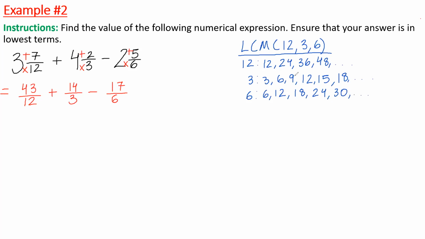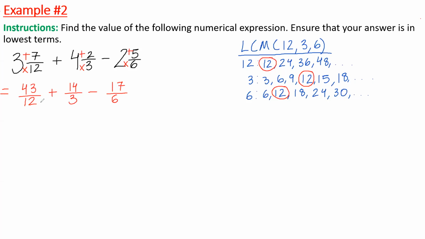And so these are the multiples of 12: 12, 24, 36, 48, 60, and so on. These are multiples of 3: 3, 6, 9, 12, 15, 18, and so on. And these are the multiples of 6: 6, 12, 18, 24, and 30. But what is the lowest common multiple of these 3 numbers? It's going to be 12. Definitely going to be 12. So we have 12 here, 12 here, and 12 here. That's the lowest common multiple of the 3 numbers. And what that means is that all of our denominators have to be 12.